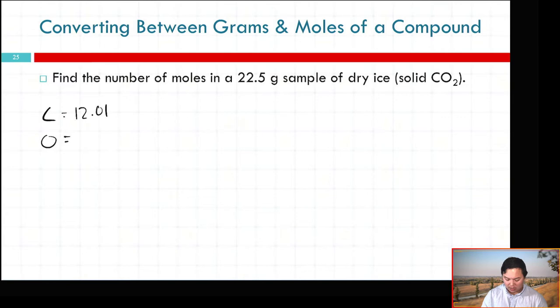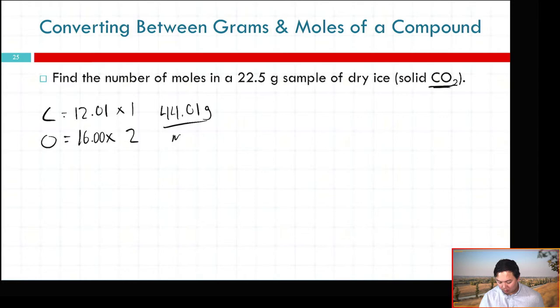And then we're going to multiply those by the number that we have in our molecular formula. So we have one carbon, two oxygens. So we'll get 32 plus 12, which gives 44.01 grams per mole for CO2. Just as a note, I noticed some people's subscripts were floating a little bit, drifting around. Make sure those are obviously subscripts.